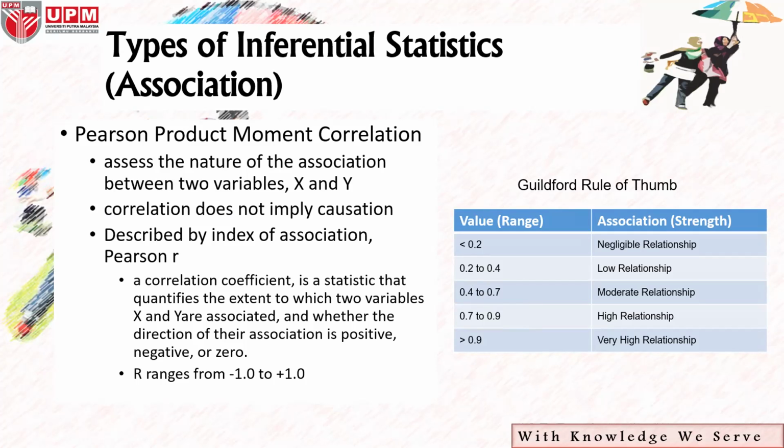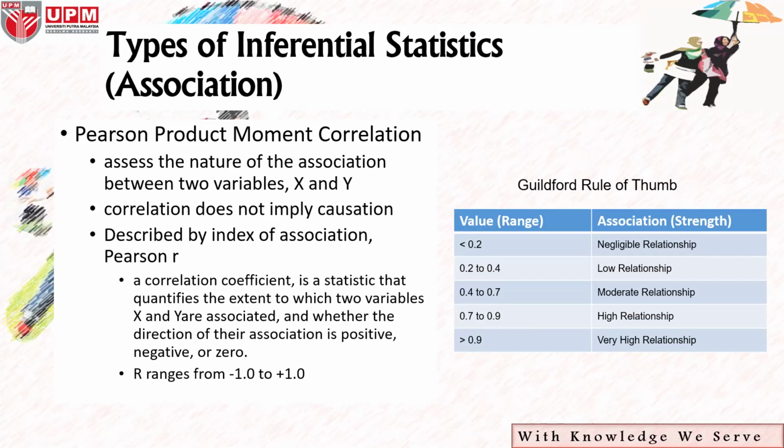Faham macam mana nak baca table ni? For example, we have the correlation coefficient R equals to 0.65. So based on the Guilford rule of thumb table, the value falls within the range of 0.4 to 0.7. So therefore, we can conclude that there is a moderate relationship between the two variables.